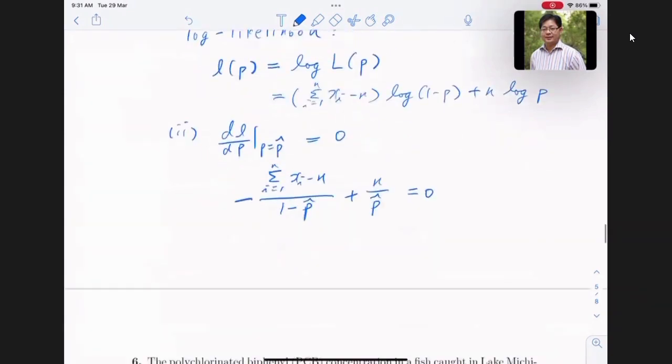Solving this equation, you will find that p hat will be equal to n divided by the sum of the x, or we can express it in terms of the sample mean as suggested by the question. So we find that p equal to 1 over the sample mean will be the point at which the derivative is equal to 0. But this is not the end because we need to verify that this is actually the maximum point. So we need to check the second derivative.